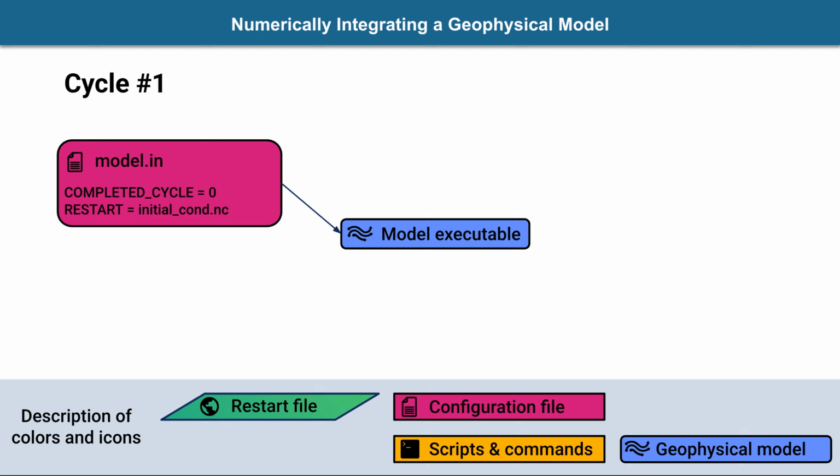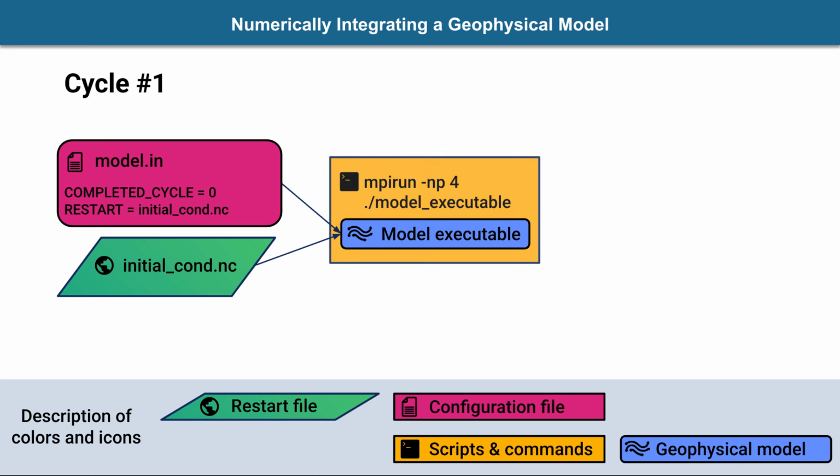or namelist files that are input to the model that control how the model is run, restart or initial conditions files that store the model state, and scripts and commands that allocate computing resources to run the model and move files around the file system. Since a typical geophysical model needs more than one processor to run, a batch script is submitted instructing the computing cluster to use MPI to run the model executable.